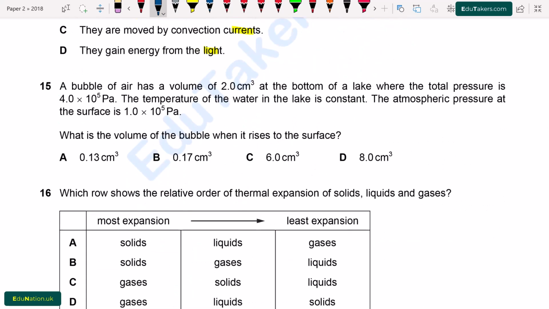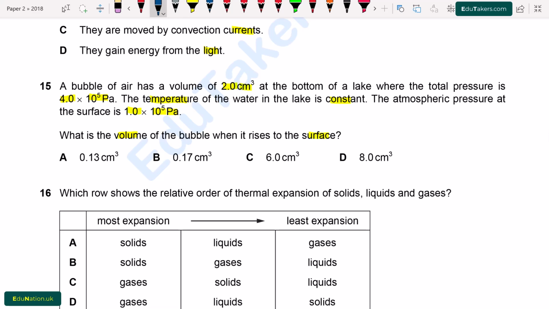Question number 15. A bubble of air has a volume of 2.0 centimeter cube at the bottom of the lake where the total pressure is 4.0 times 10 to the power 5 Pascal. The temperature of the water in the lake is constant. Here temperature is constant. The atmospheric pressure at the surface is 1.0 times 10 to the power 5 Pascal. What is the volume of the bubble when it rises to the surface? So here we have to find out volume when it is at the surface.